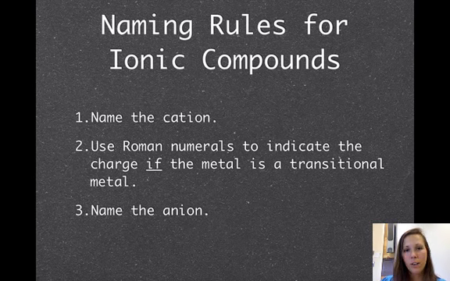Okay, pause here. I want to talk about the naming rules for ionic compounds. Did you write it down? Good. So, step 1 for naming ionic compounds. Name the cation, name the positive charge. Then use Roman numerals to indicate the charge if the metal is a transition metal. Okay, that's one of the metals that's in that middle part. Okay, that's only if. And then step 3, name the anion. Then you name the negative charge. Okay, let's do some examples.